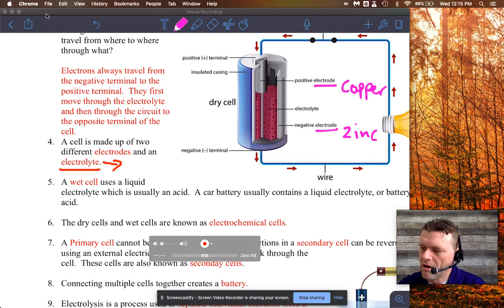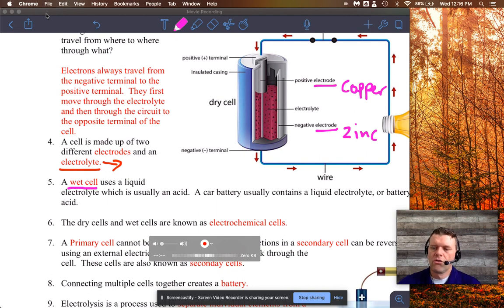Now, a wet cell, we're going to do some more with this shortly. A wet cell uses a liquid electrolyte, okay? So all of our car batteries, if you know anything about car batteries, have a liquid electrolyte. It's typically an acid. We call it a battery acid. And that electrolyte's necessary for all of the different divisions in your car battery for that chemical reaction to happen so that electricity will flow from the negative terminal to the positive.